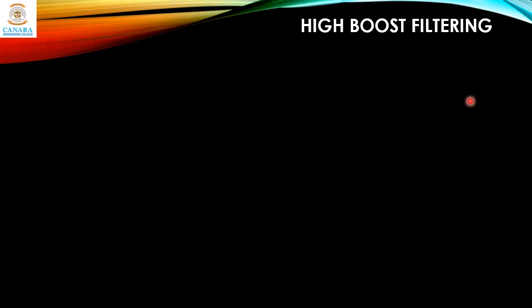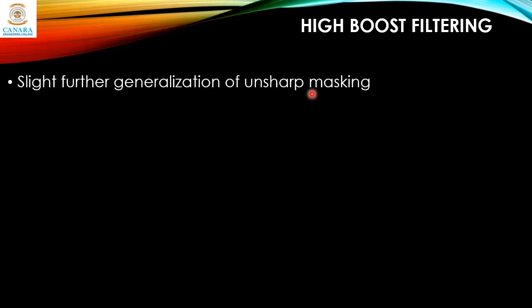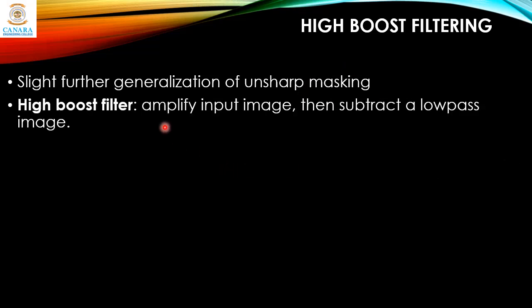Further generalization of the unsharp masking gives us the high boost filters. High boost filtering basically means we are amplifying the input image and then we are subtracting a low pass version of that image from the amplified image.